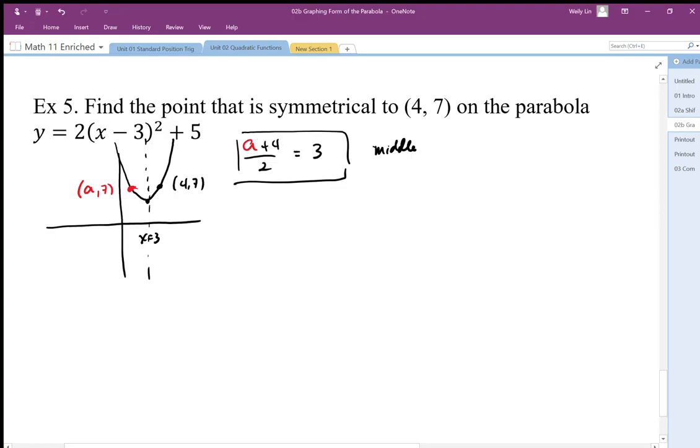So if I want to solve for A, I just algebraically rearrange this. I get A plus 4 is equal to 6, and that makes A equal to 2 when I solve this algebraically.